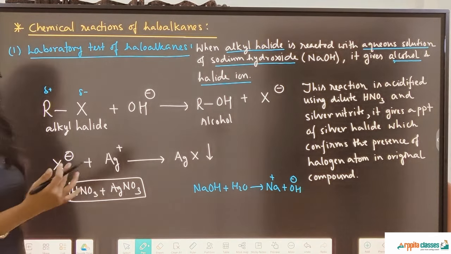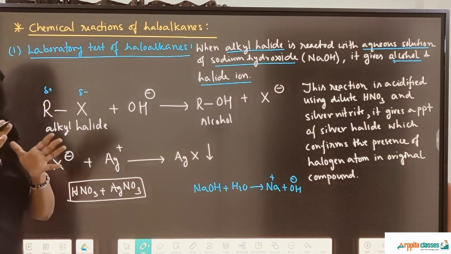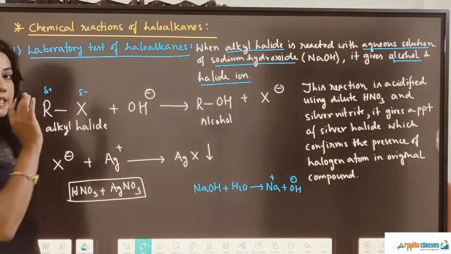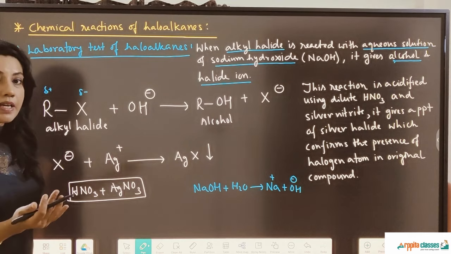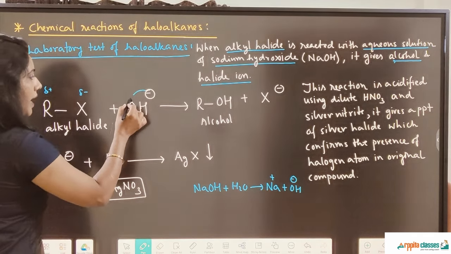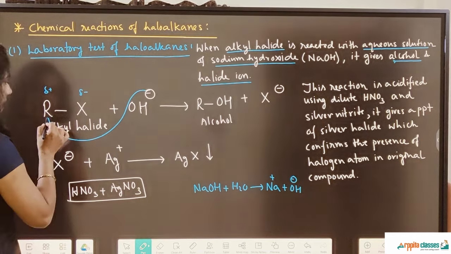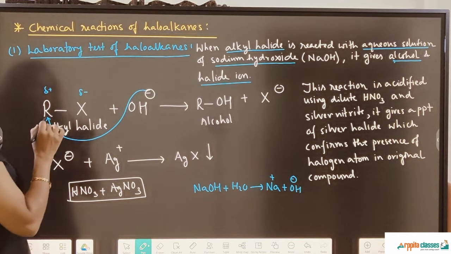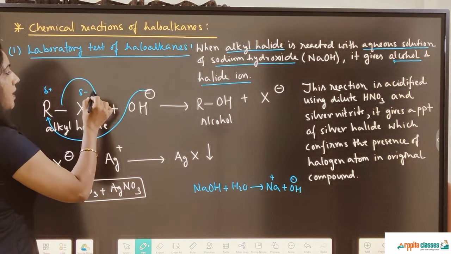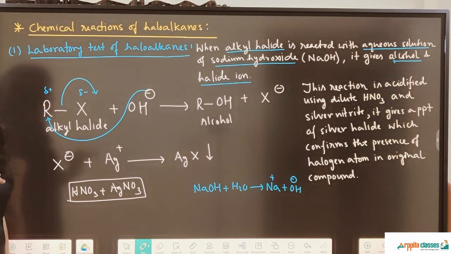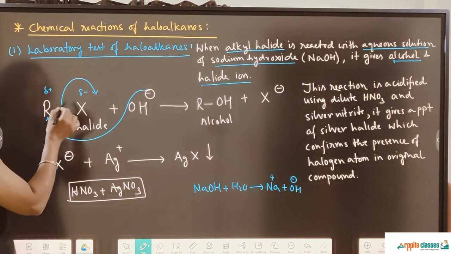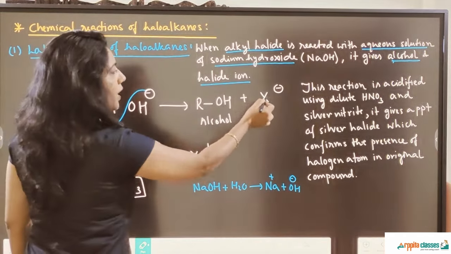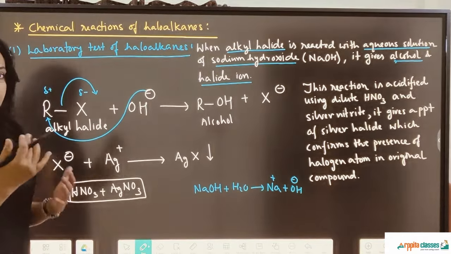What is a nucleophile? Nucleus loving, because it carries a negative charge. So it is a nucleus loving species which will attack this carbon atom, as this carbon atom is positively charged, and this X will be leaving, because we know that halogens are a better leaving group. So you will be getting ROH, that is an alcohol, and halide ions are coming out from here.